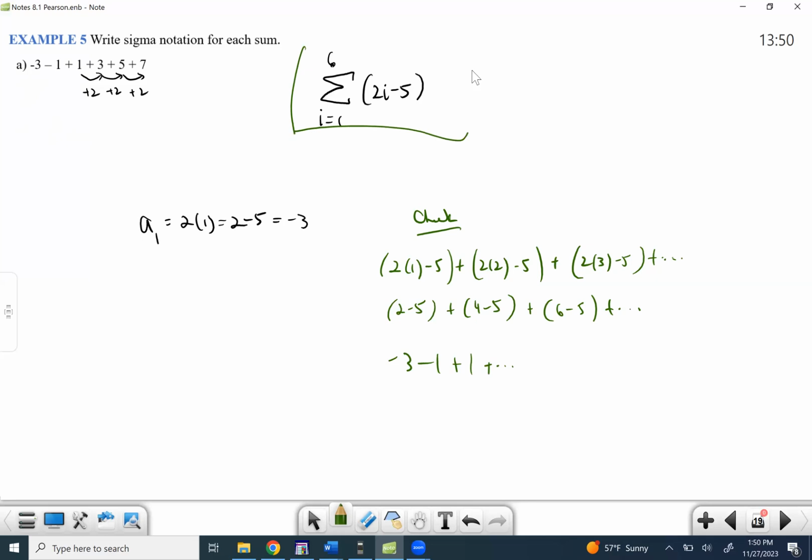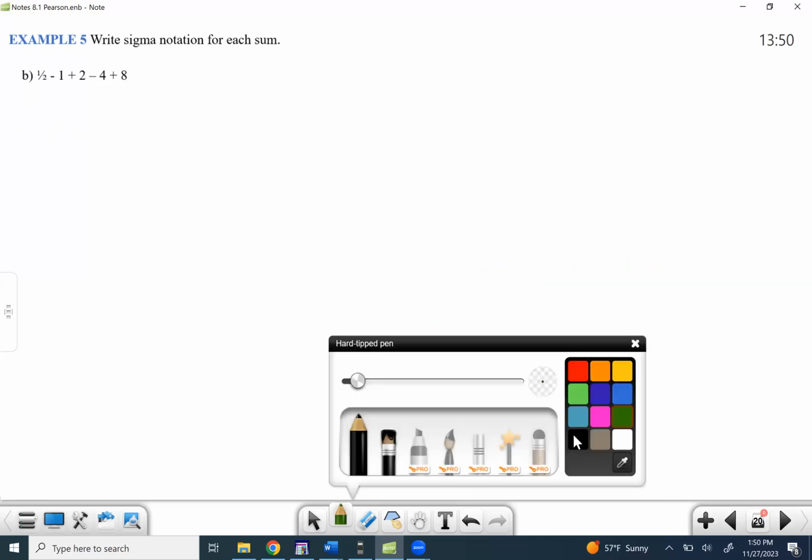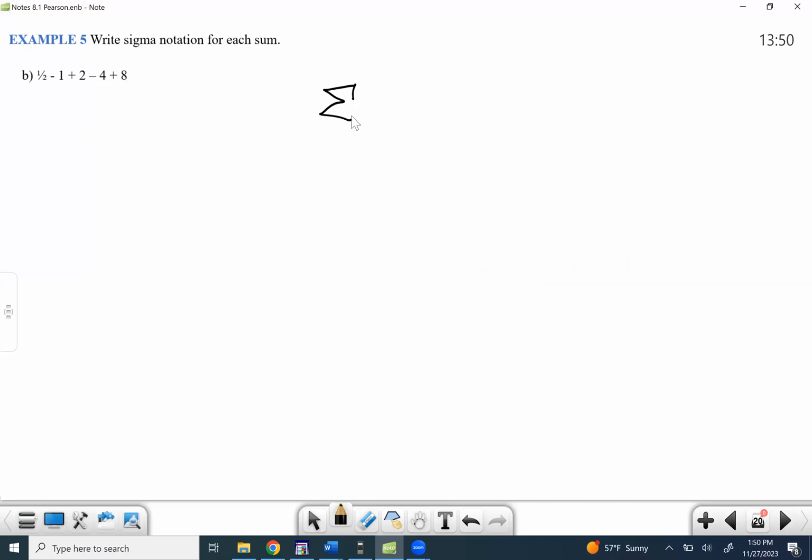I'm ready to box it. So we knew it was 2 times something because we were adding 2, but we had to figure out what we needed to subtract to get it down to 3. All right, so let's go ahead and write sigma i equals 1, 1, 2, 3, 4, 5 this time. So we'll have 5 be the top index.